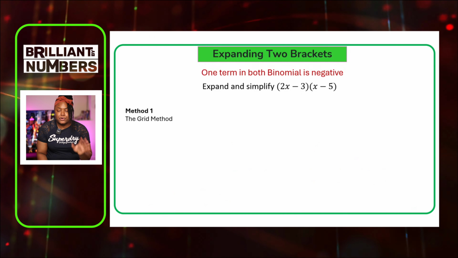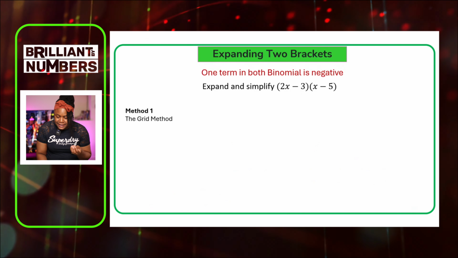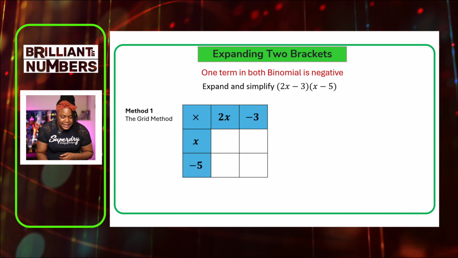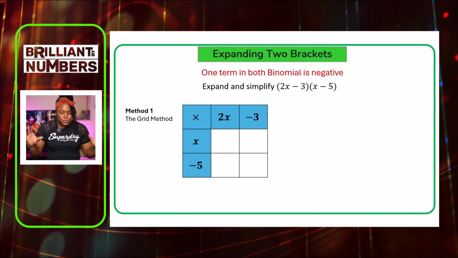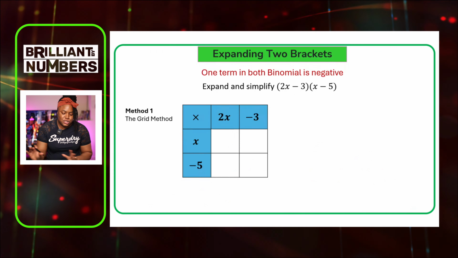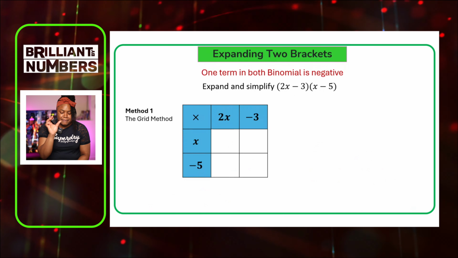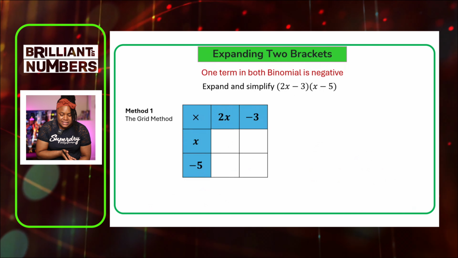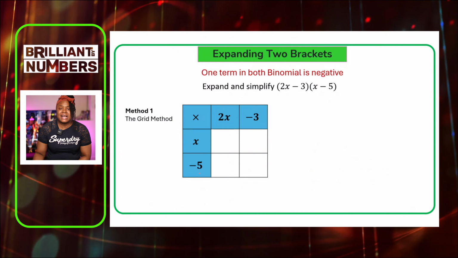You should get the same answer. In this one, a term in both binomials is negative, so this is just to help with my negative manipulation. So I draw my grid up. I put my first binomial at the top and my second binomial on the side. So 2x minus 3 and x minus 5.